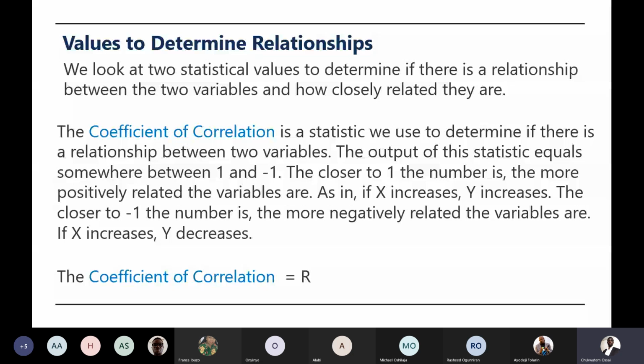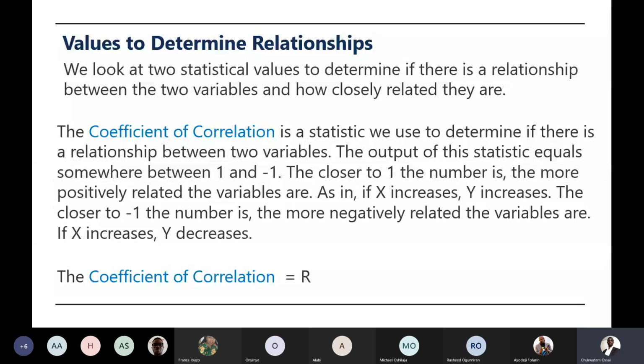The output of this statistic equals somewhere between 1 and -1. So it means that the result you'll be getting when it comes to coefficient of correlation will be ranging between 1 and minus 1. You can have a result of 0.9, 0.97, 0.1. All these are figures that are ranging between 1 and -1. You can also have minus 0.9, minus 0.2, minus 0.1. All these are figures that we may be encountering when it comes to coefficient of correlation.